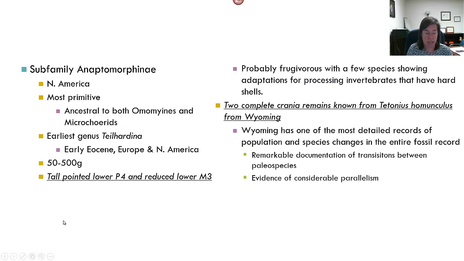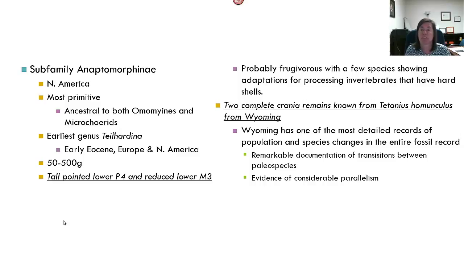The second subfamily is the Anaptomorphinae. These are from North America. They are mostly primitive. They're ancestral to both Omomyoids and the microchords. The earliest genus is Teilhardina, found in the early Eocene of Europe and North America. It weighs 50 to 500 grams. They are characterized by having tall, pointed lower 4th premolars and reduced lower 3rd molars.